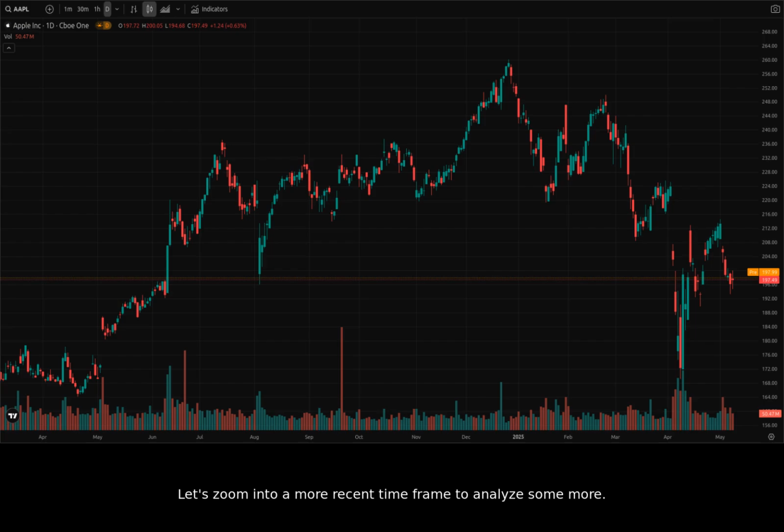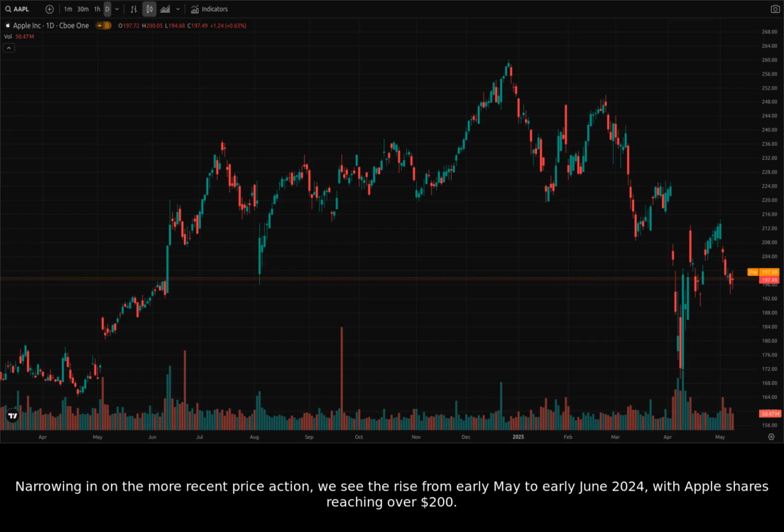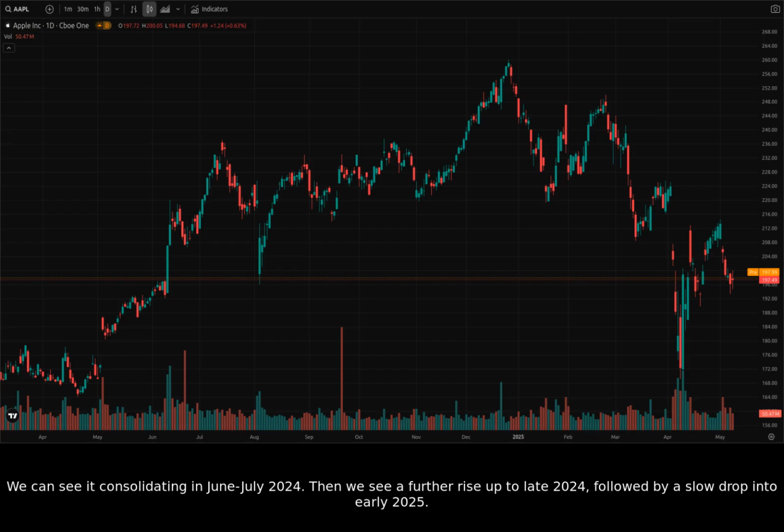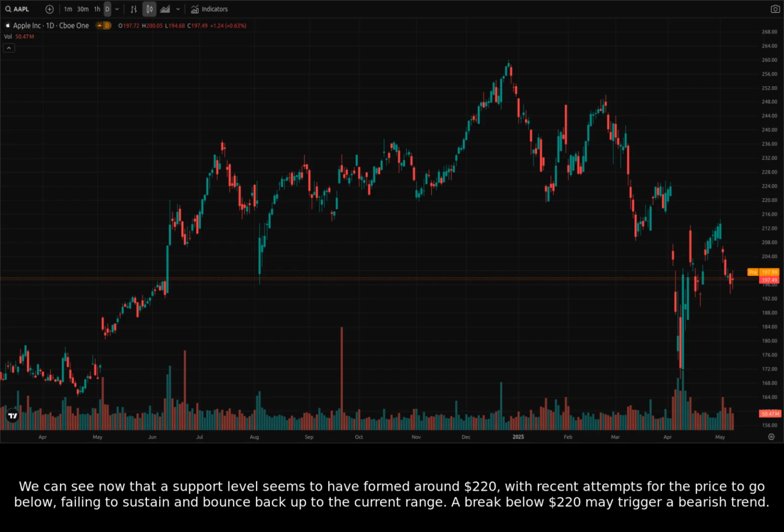Let's zoom into a more recent time frame to analyze some more. Narrowing in on the more recent price action, we see the rise from early May to early June 2024, with Apple shares reaching over $200. We can see it consolidating in June-July 2024. Then we see a further rise up to late 2024, followed by a slow drop into early 2025. We can see now that a support level seems to have formed around $220, with recent attempts for the price to go below, failing to sustain and bouncing back up to the current range. A break below $220 may trigger a bearish trend.